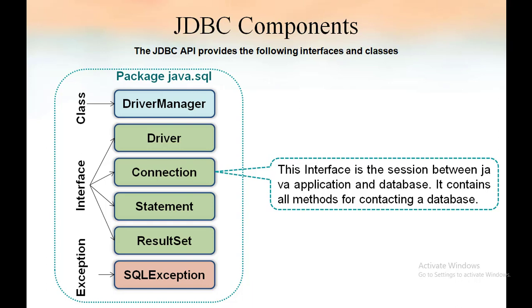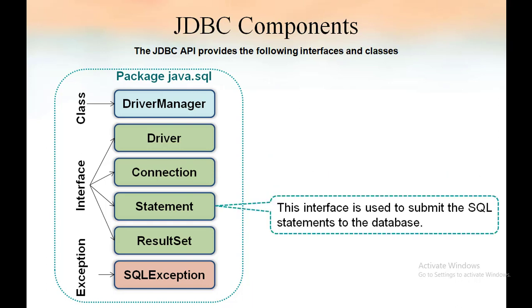Connection interface is a type of session between your Java application and database. Connection interface contains all methods for connection. Next is Statement interface. This interface is used to submit SQL queries to the database. These queries we need to store in a statement object.